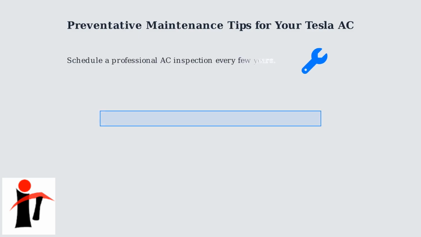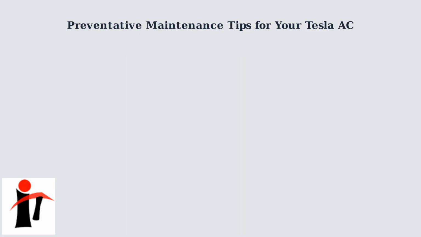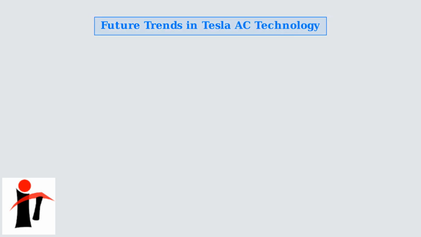Even with regular care, a professional inspection every 2 to 3 years ensures all components are functioning correctly and can catch hidden issues like internal leaks or compressor wear. Following these preventative maintenance tips will help extend the life of your Tesla Model S AC system and keep you comfortable on the road. Looking ahead, Tesla's AC technology is evolving rapidly.